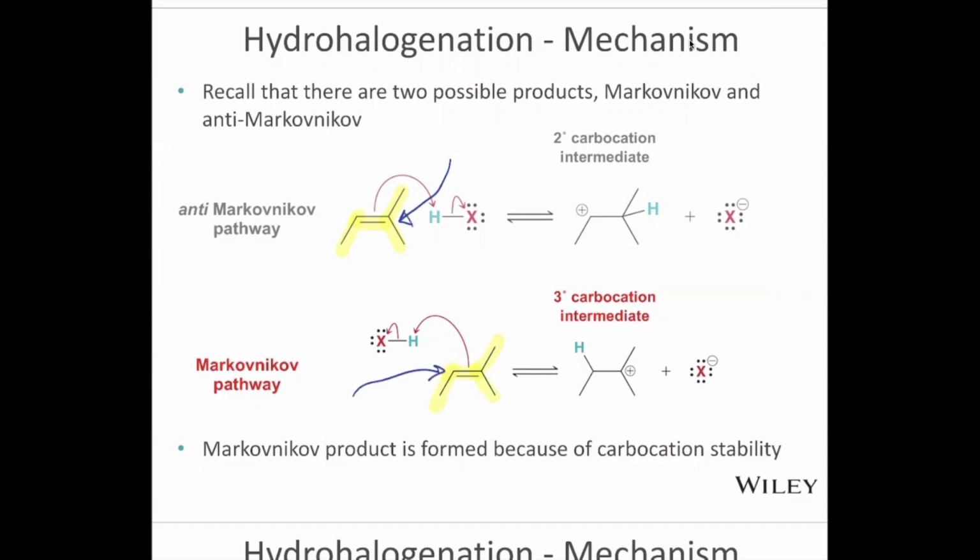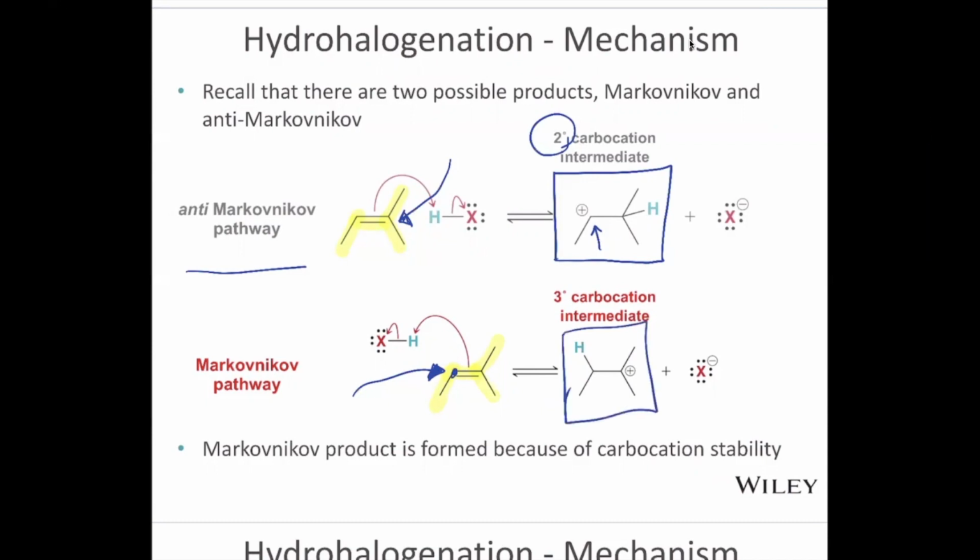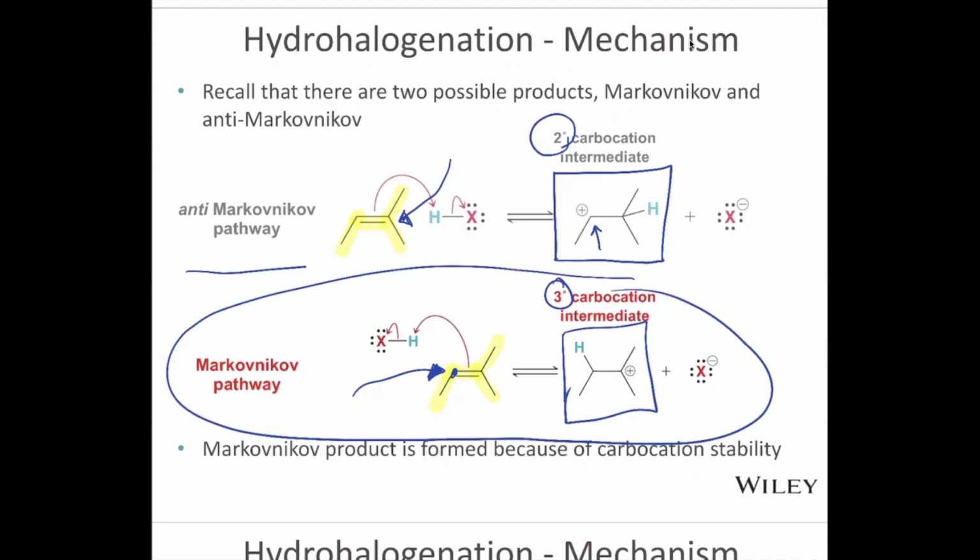And so if the proton adds to the first carbon on the top, we end up with this carbocation intermediate, which I hope you can see right away is a secondary carbocation. If, however, the proton adds to this carbon right here, then we end up with this intermediate, and we end up with a tertiary carbocation. So I hope that you can immediately see that this reaction is going to be the one that prevails. That is going to be the major product.